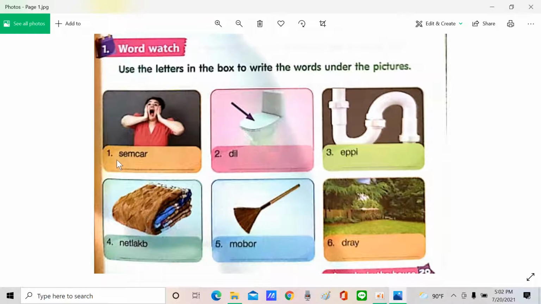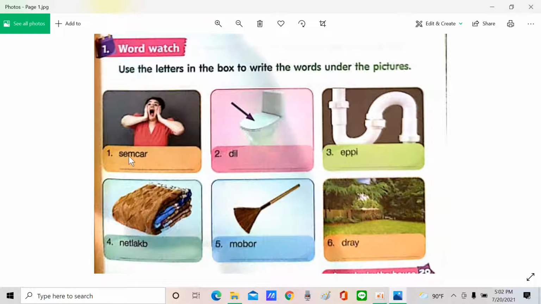Now, look at picture number 1. Look at the picture. What is the woman or boy or a person? What is the person doing? So you have to unscramble these letters. Now, what could it be?